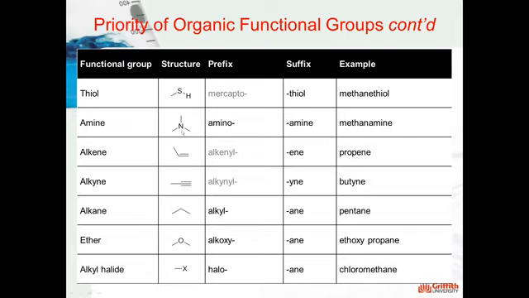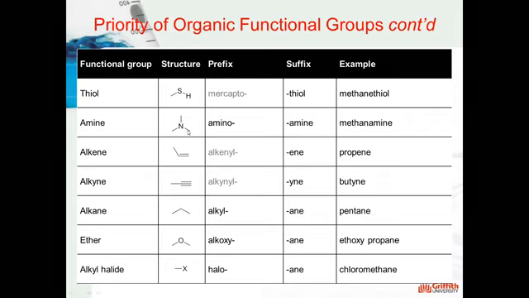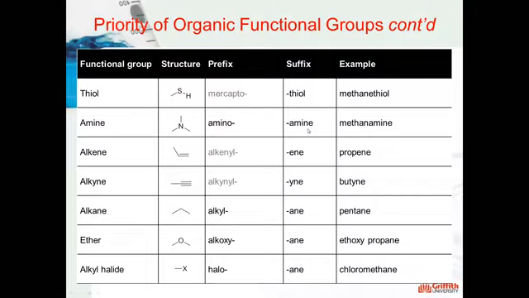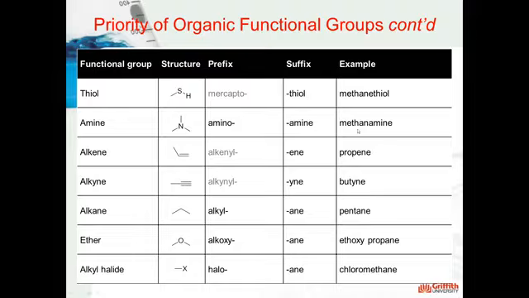Amines, so this is a nitrogen with hydrogens or R groups attached to the nitrogen. Where it's a side chain coming off the hydrocarbon, then it is an amino group, and the suffix of the parent is amine. So if it is a one carbon containing the NH2, that would be methanamine.